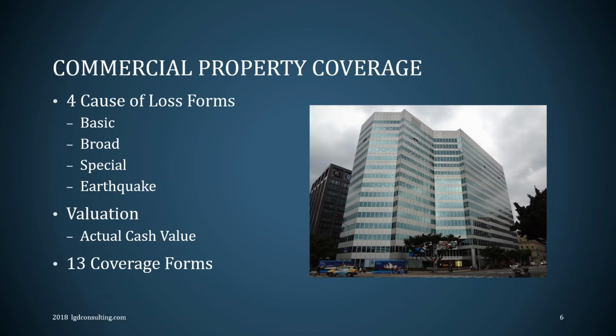But for commercial property, earthquake can be purchased as a causal loss form. Now, you can't buy it by itself. You have to add it to one of the other causal loss forms. Okay, so let's say you bought broad, and then you added the earthquake causal loss form. So on a commercial property policy, you may actually have 2 causal loss forms, like broad and earthquake or special and earthquake. All right, but you can't get earthquake by itself, not as a causal loss form.